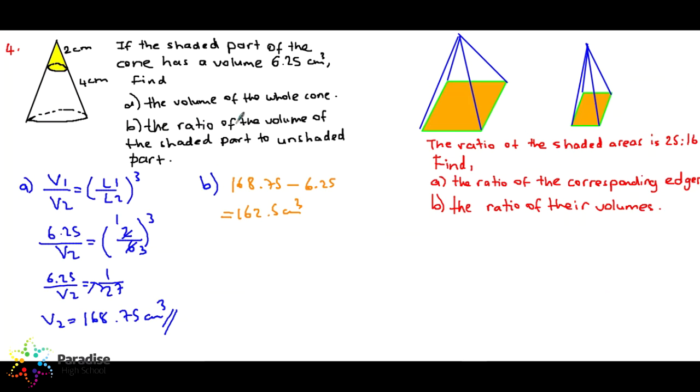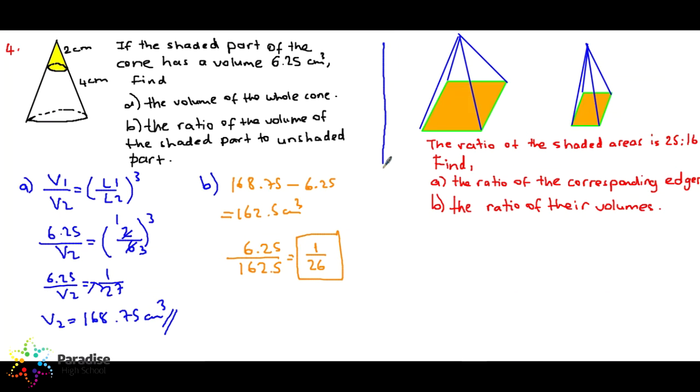The question is to find the ratio of the volume of the shaded part to the unshaded part. So the shaded part is 6.25, the unshaded part is 162.5. We learned how to convert this into a simple ratio with the calculator. When we do that, the result will be 1 over 26. That's the final answer.